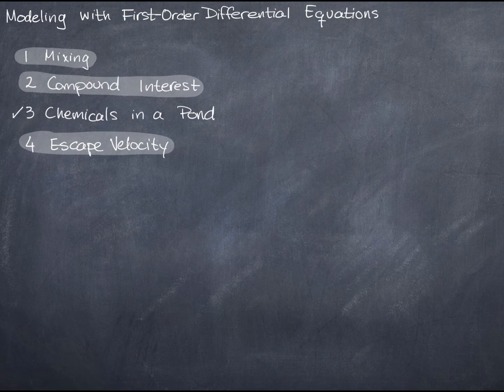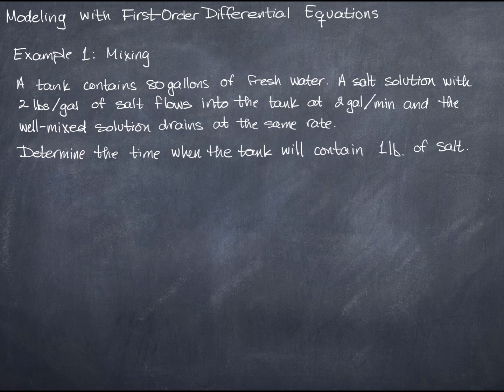So we'll start with the mixing problem. I think I'll do each of these in a separate video. So this first video is just going to be the one about mixing. At the end of this video, I'll address example 3, chemicals in a pond, because that's where it's most appropriate to do that. So look for that at the very end of this one. Here's the problem we're going to be working for this example.